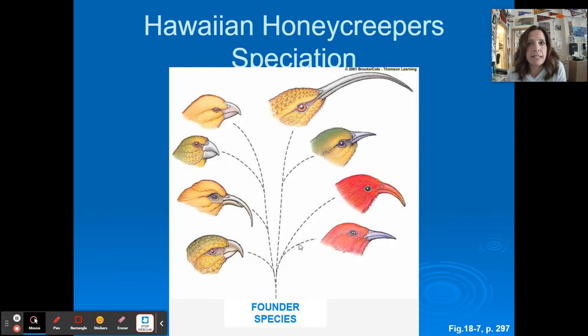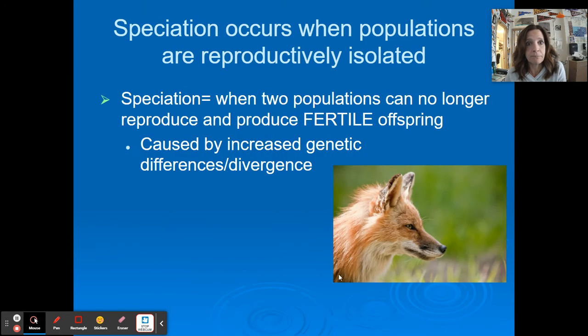So the next thing we're going to talk about is speciation. Just like Darwin's finches, there are birds in Hawaii on those islands called honeycreepers. Remember the founder effect, where one founder species gets there, and then it differentiates and speciates into all these different ones because of environmental pressures like food. Speciation occurs when populations are reproductively isolated, so when two populations can't reproduce and make fertile offspring. Fertile offspring means that they can reproduce themselves. This is caused by increases in genetic diversity. If the two populations diverge a lot, then they're not going to be able to make fertile offspring.